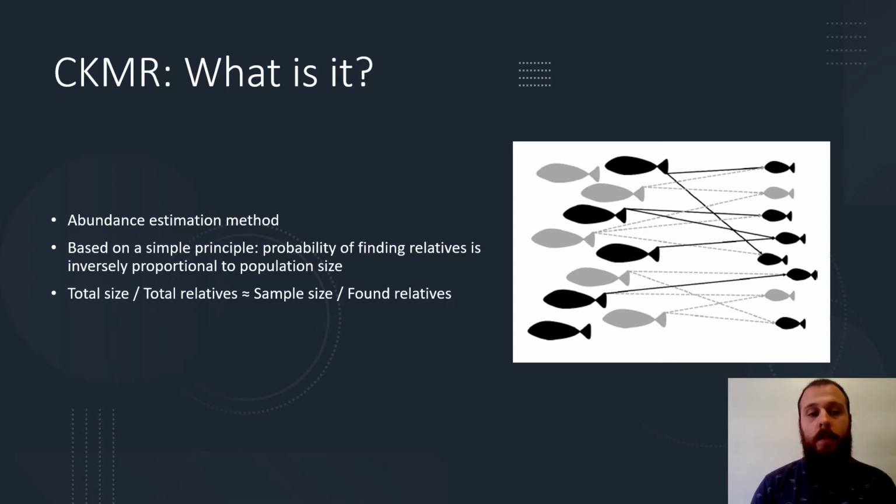Now, introducing CKMR, what is it? So, close-kin mark recapture is an abundance estimation method, and it is based on a more or less simple principle. This principle says that the probability of finding relatives within a random sample is inversely proportional to the size of the population they belong to. And also, taking a sample, the proportion of kin pairs found in that sample should be the same as the proportion of total number of kin pairs in the total population.